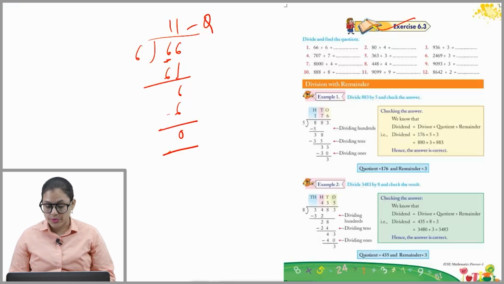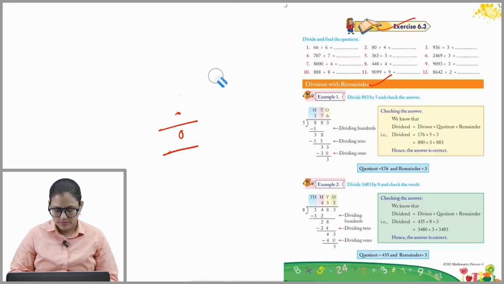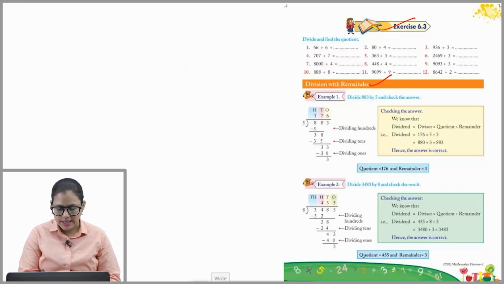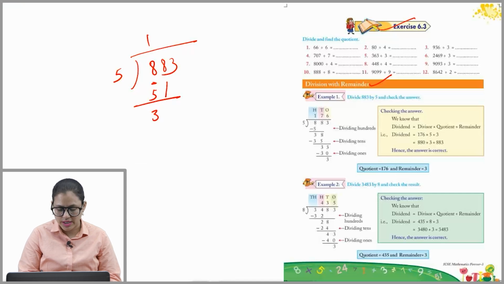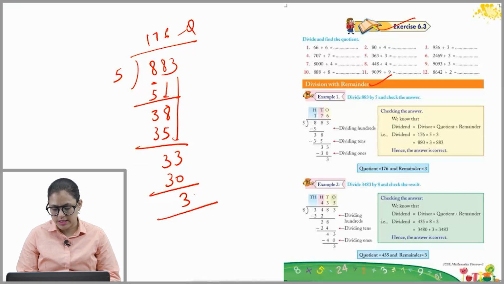Next, division with remainder. Divide 883 by 5 and check the answer. Okay, let's divide. We have to divide 883 by 5. First we will take this number. 5 ones are 5, remaining 3, then bring down 8. 5 sevens are 35. 8 minus 5 is 3, then bring down this 3. 5 sixes are 30. 3 minus 0 is 3. This is your quotient and this is the remainder.